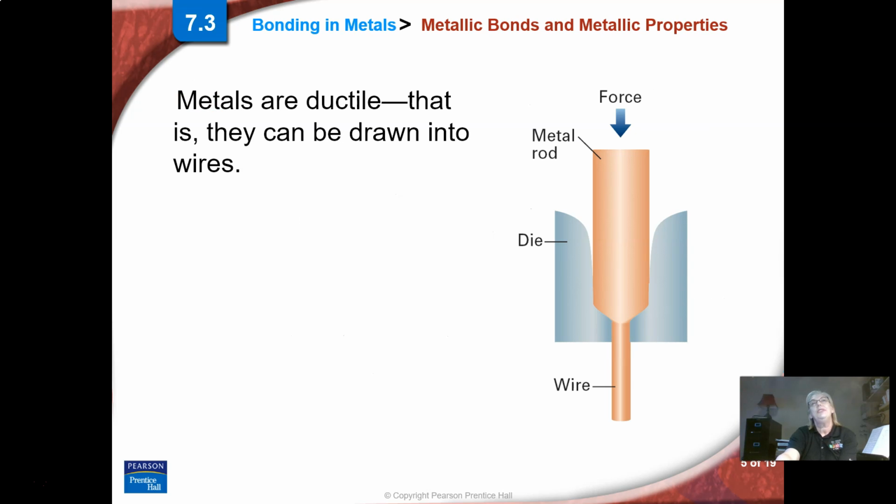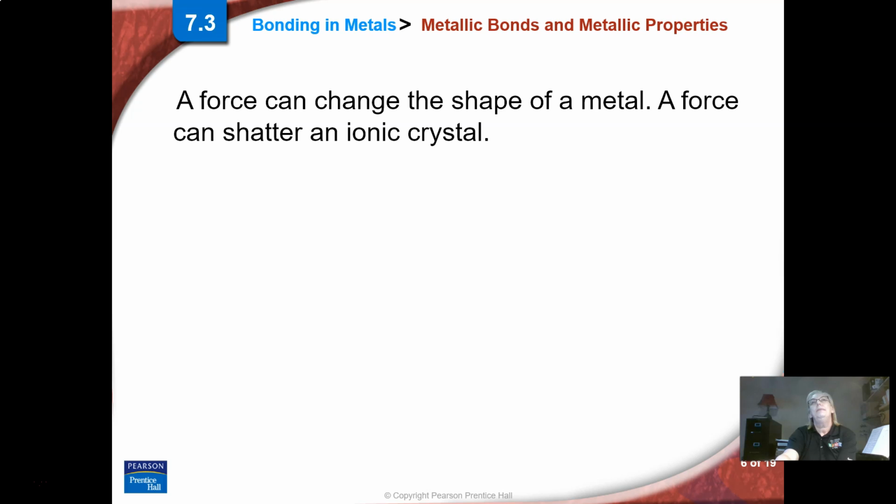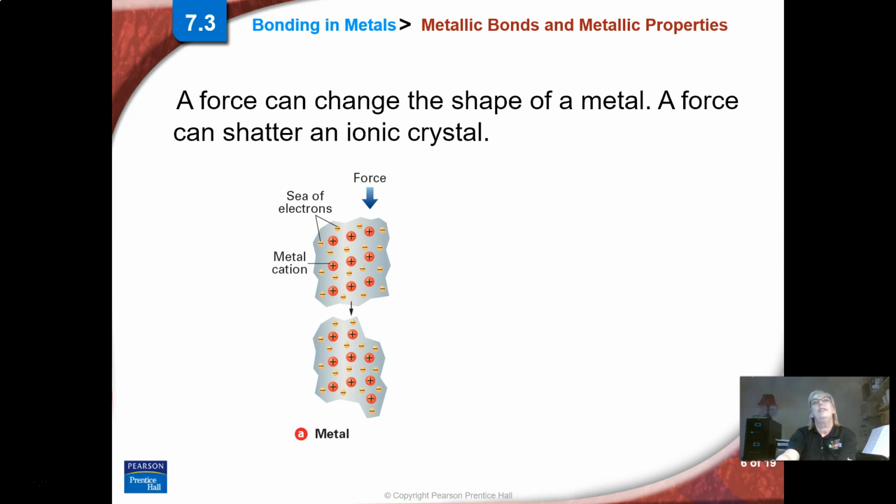So the properties of metals are they're ductile, they can be forced into a wire shape, that's ductile. And you can change the shape of a metal. You cannot do the same thing with ionic crystals, they shatter. So on metal you can hammer them or force them into a different shape and it doesn't break them.